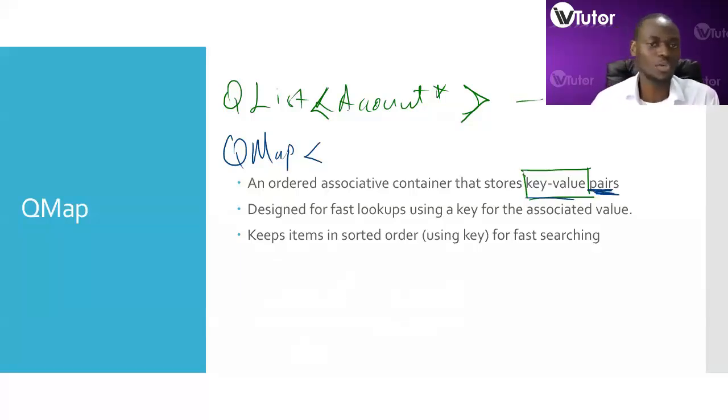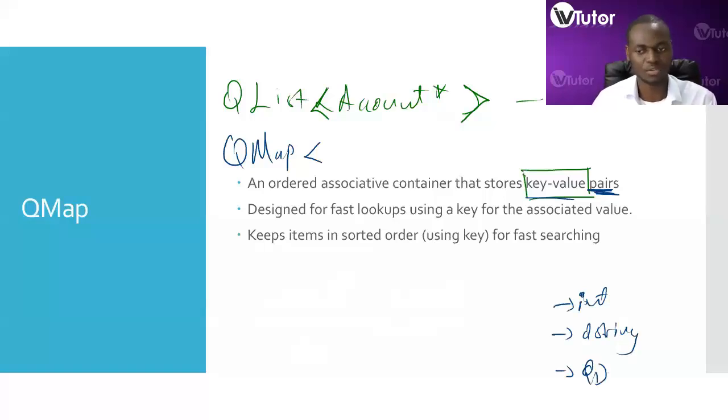And for your keys, that is where you can use your usual primitive types like int, you can use a QString, you can use a double and so on. But normally you'd see that in most cases, we just use an integer, a QString, and sometimes a QDate, but not very often. But it's also possible.